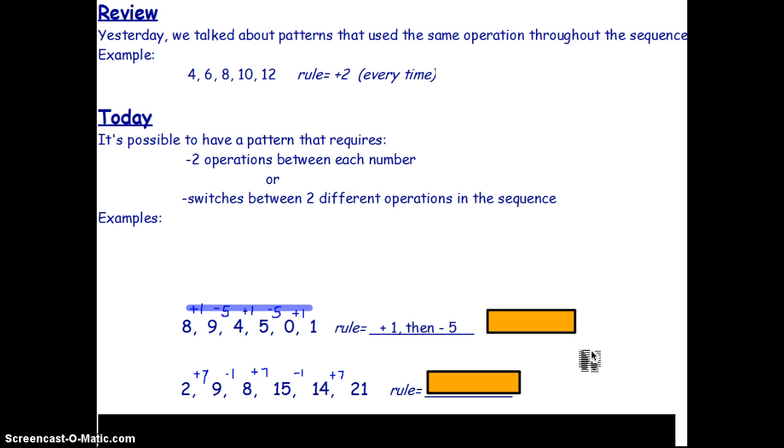Okay, let's take a look. If you said add 7, then subtract 1, you are correct. Add 7, then subtract 1. That's the rule for this pattern, how those pattern numbers are increasing and even decreasing within the pattern.